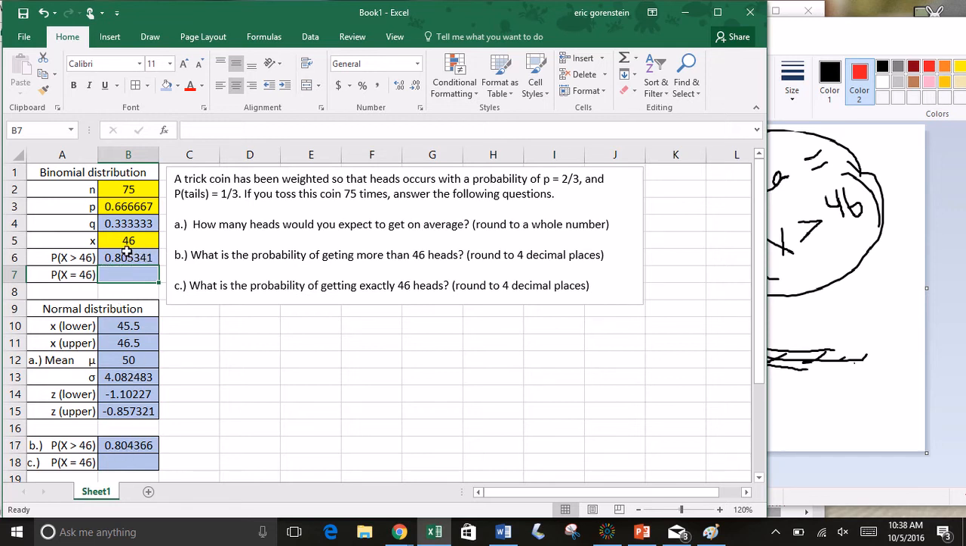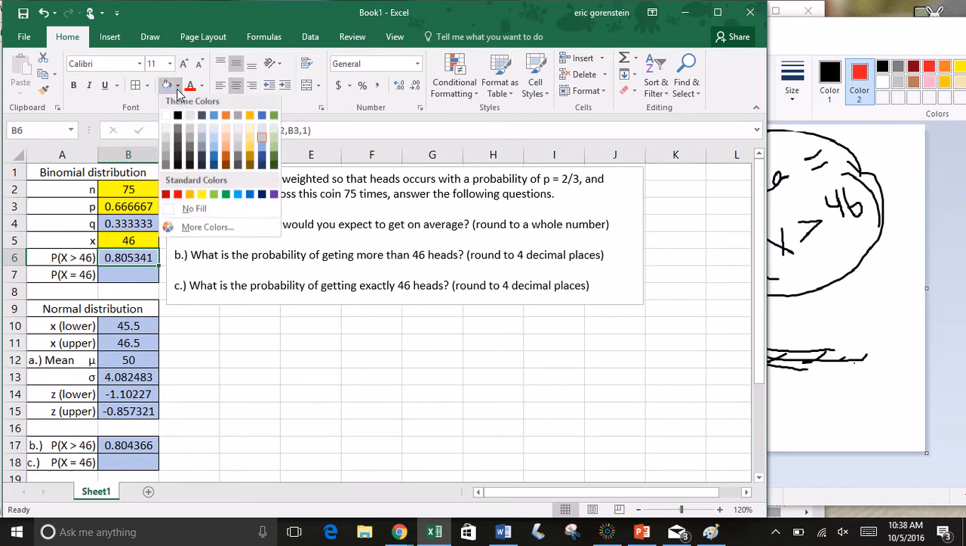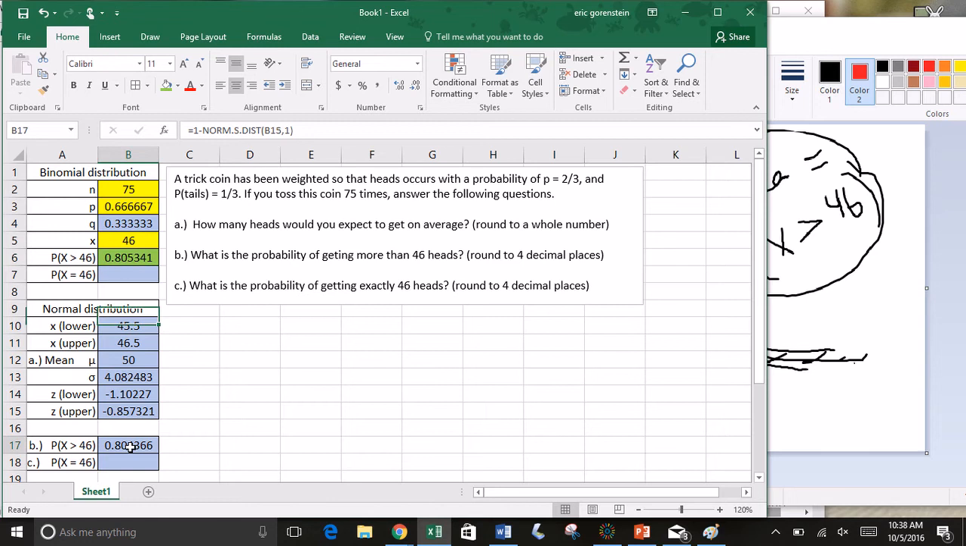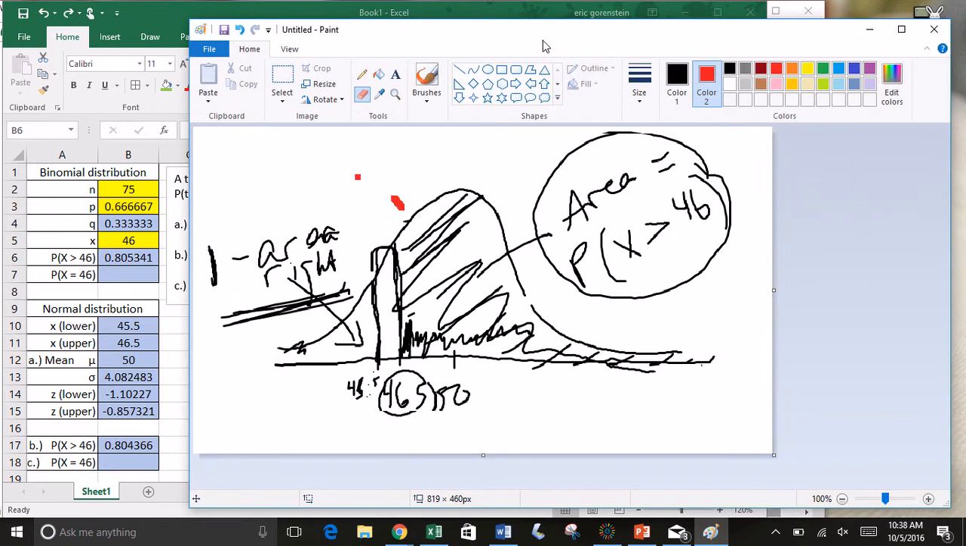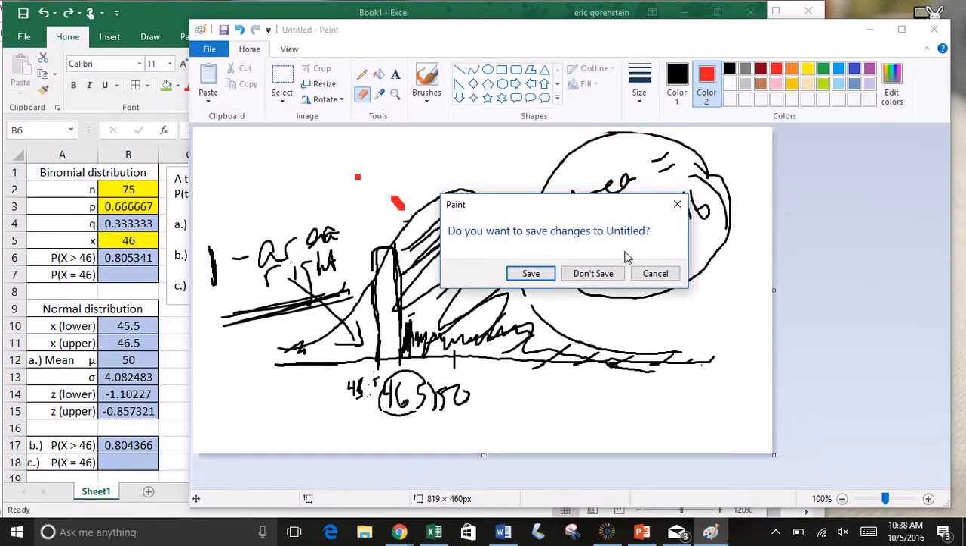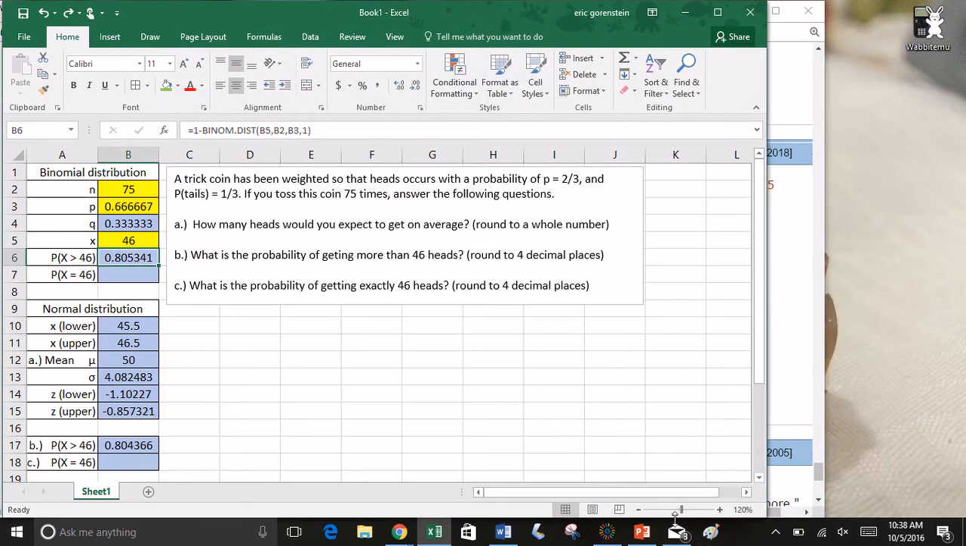So here's our exact value, and here's our estimate. The first one is the exact value using the binomial distribution function in Excel. Here's our estimate using the normal distribution, and you see they're very, very close. So now for part C, let me actually close this and open it back up. Okay.